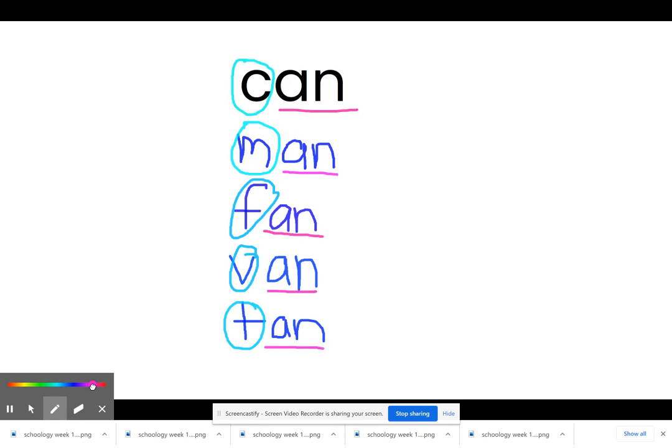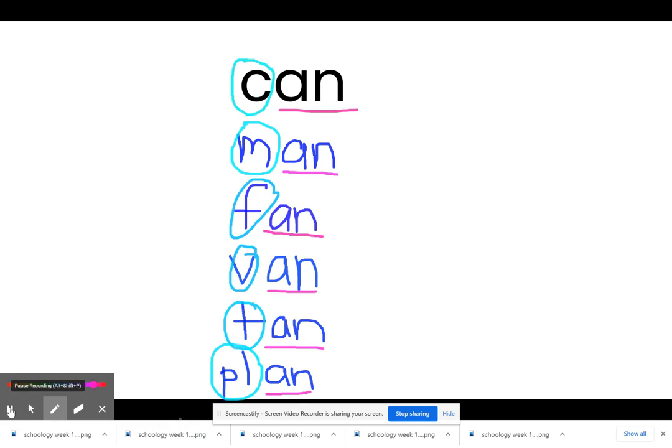For the last one, let's add a blend. So let's add two letters in front of it. So let's put a p and an l for a blend, and then we're keeping the an. Okay, so think about what that word would say. We're going to circle our blend, because that's the only part that changed. So we have pl and then the an. See if you can figure out that word. And you should have said plan. So you have can, man, fan, van, tan, and plan was your last word.